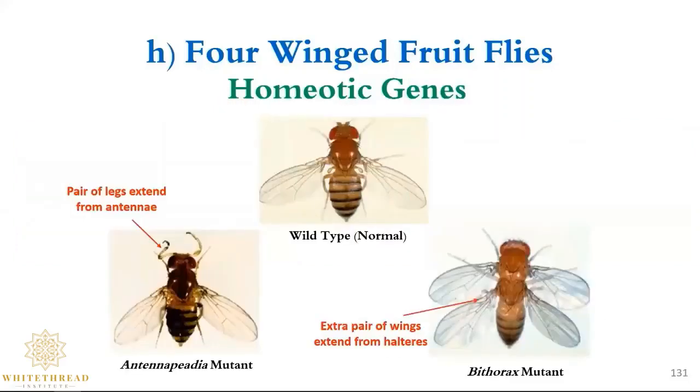So here we have the wild type normal fruit fly, which has a set of wings growing out of its normal region. And on the left side here, you've got the antennapedia mutant, which has a pair of legs extended from the antenna, as you can see here clearly. And this is disabling. And on the right side, you have the bithorax mutant. And here you have the extra set of wings growing out of its halteres, which is, again, whether that's a beneficial trait or not, we'll discuss in the next few slides.